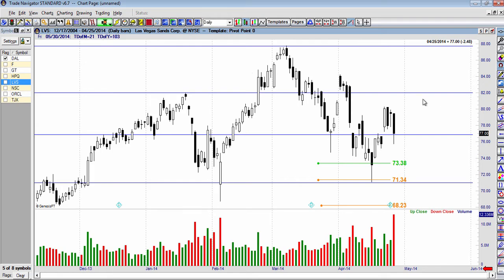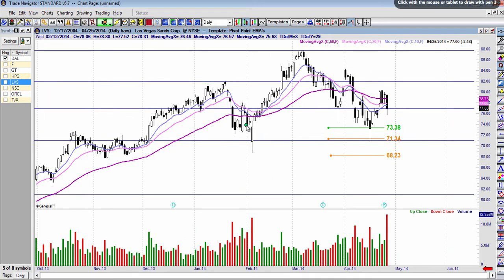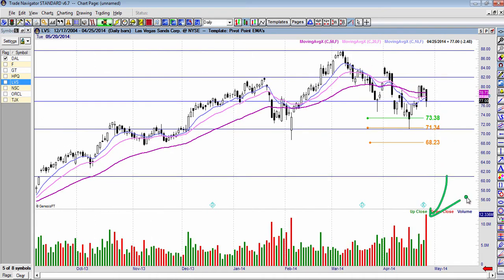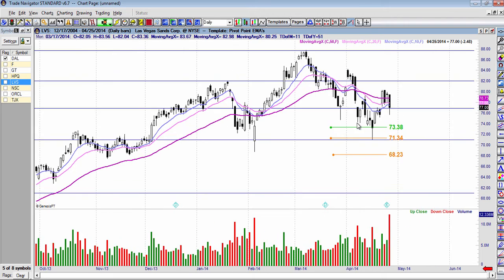Here's LVS. Let me just have a look at this one. This one is more or less moving sideways. There isn't too much trade opportunity just having a look at the chart at the moment. We are sitting on the 10, the 20, and the 50. It does look good. I mean, volume, there was a large volume spike on Friday due to earnings. That gives us some interesting information that potentially this could be rolling over.